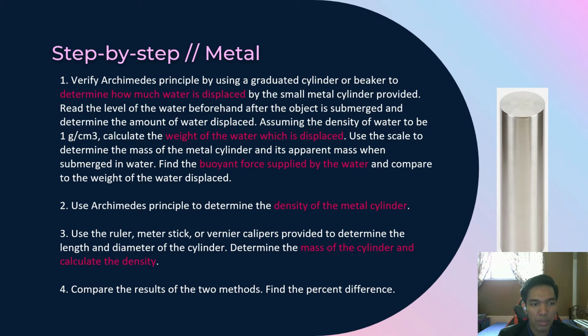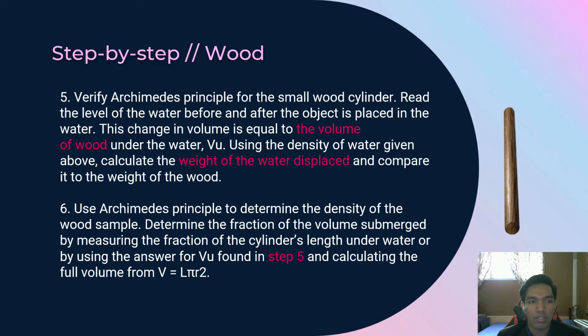After that, we are going to use Archimedes principle again to determine the density of the metal cylinder, and also the mass and the volume of the metal cylinder. With the data, we are going to compare the two results and then find the percentage difference. After that, we just repeat the process using the wood cylinder.